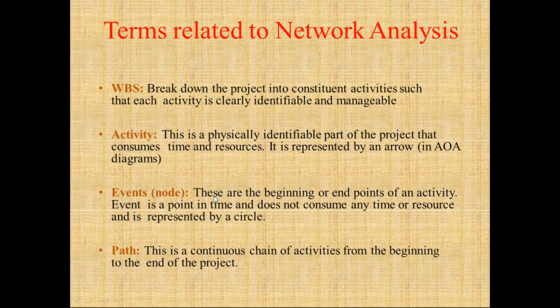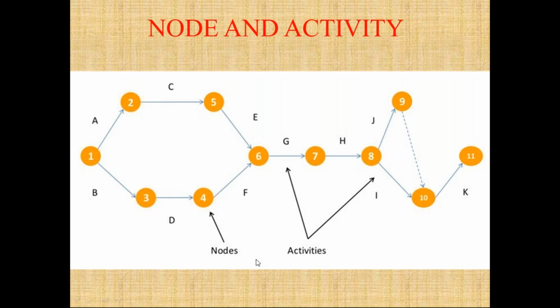Events or nodes. These are the beginning or the end points of an activity. An event is a point in time and does not consume any time or resources and is represented by a circle. Path. This is a continuous chain of activities from the beginning to the end of the project. So here we can see what the nodes and activities are. Each circle is known as a node, and between any two nodes there is an activity.